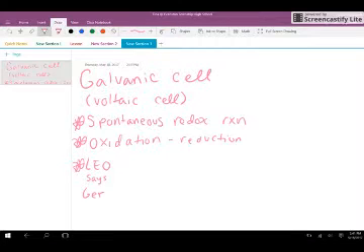So we created a galvanic cell, and for this mini lesson, we're just going to explain what a galvanic cell is and how it works, and then we will show you our cell.